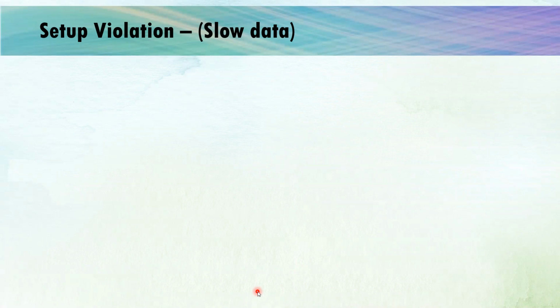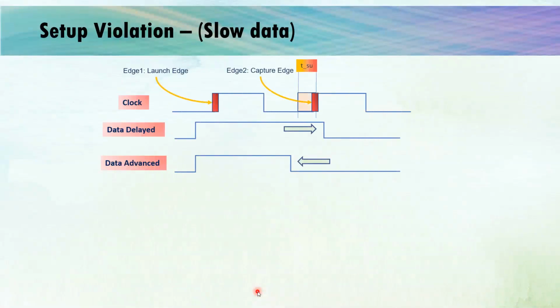Now, we would like to know what all things can cause setup violation. For that, we'll take the example of this clock, where the active edge of the clock is the rising edge, and this is the setup timing requirement of the particular clock. So our launch clock and capture clock are both working on this active edge of the same clock.